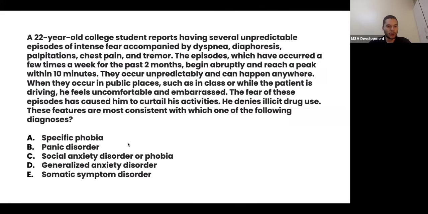A 22-year-old college student reports having several unpredictable episodes of intense fear, accompanied by dyspnea, diaphoresis, palpitations, chest pain, and tremor. The episodes, which have occurred a few times a week for the past 2 months, begin abruptly and reach a peak within 10 minutes. They occur unpredictably and can happen anywhere, including in public areas such as in class or while the patient is driving. So this one is more towards panic disorder. Perfect, B.